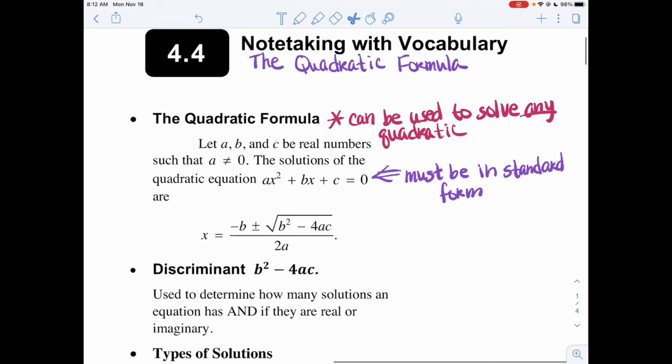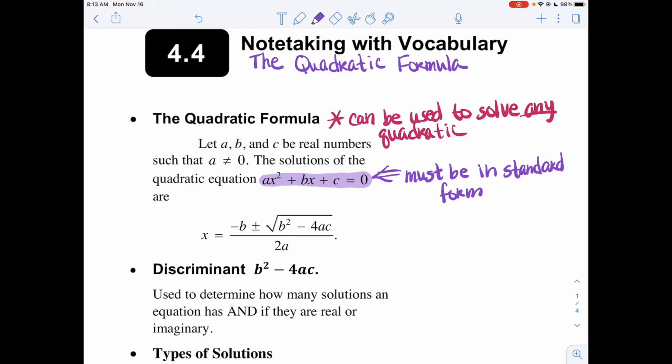The one thing that you have to keep in mind with this is that the equation has to always be in standard form so that you can identify an a, b, and c value. And ax squared plus bx plus c is equal to 0 is the standard form. Remember that we're setting y equal to 0 in order to solve our quadratic.